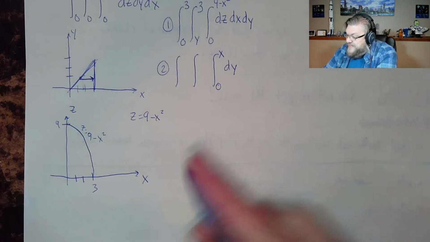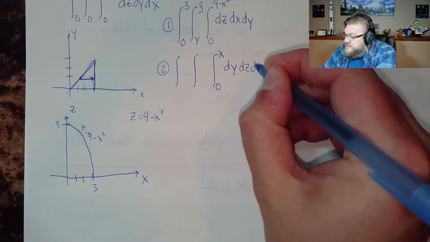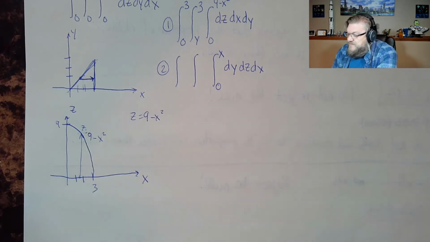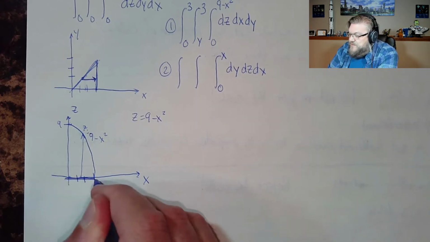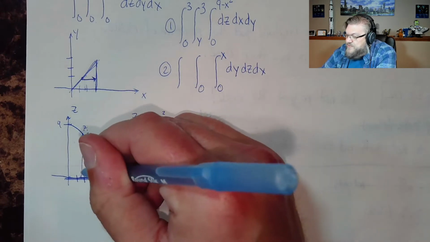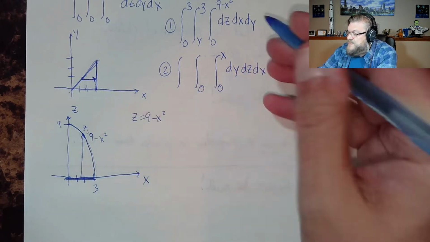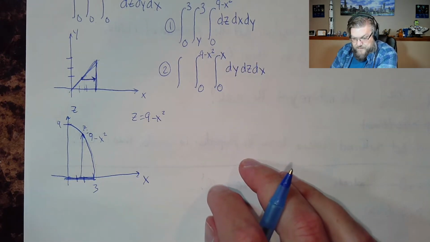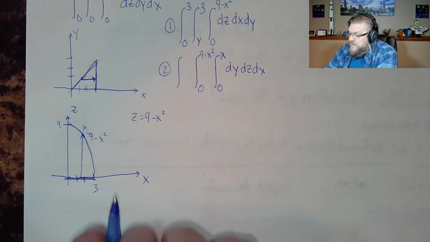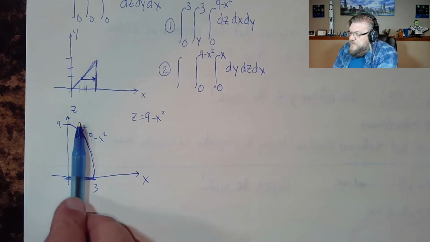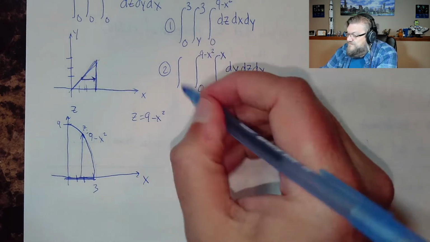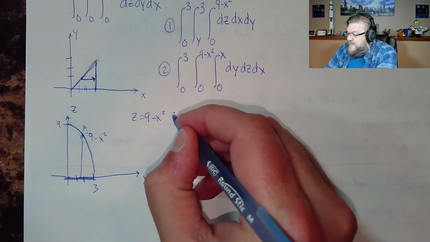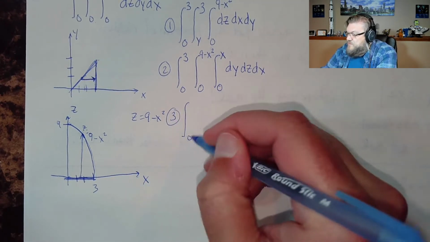Okay, so let's do dz dx. dz dx would be vertical arrows, like that, starting at z equals 0, going up to z equals 9 minus x squared. And then x goes from 0 sweeping through to 3. I can get my next order pretty, oops, don't do that yet.